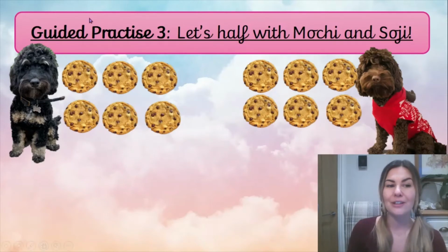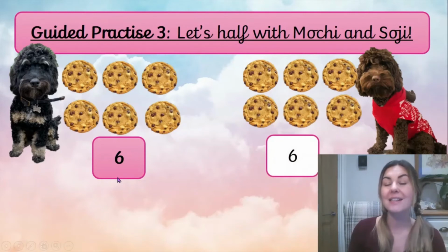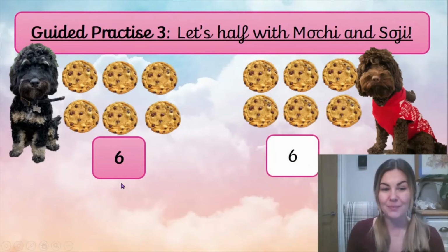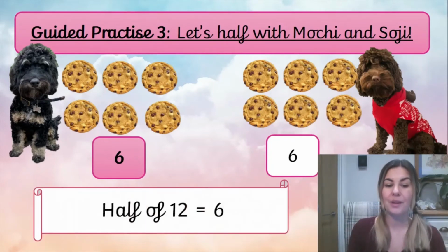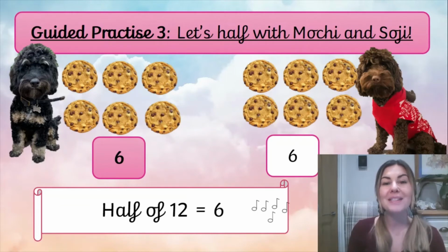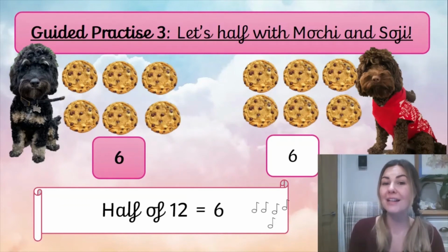Let's have a look. Mochi had 6 cookies and Soji had 6 cookies. So they both have the same amount, equal amounts. Half of 12 equals 6. Can we say that together? Half of 12 equals 6. That's fantastic learning. I have a challenge for you now.